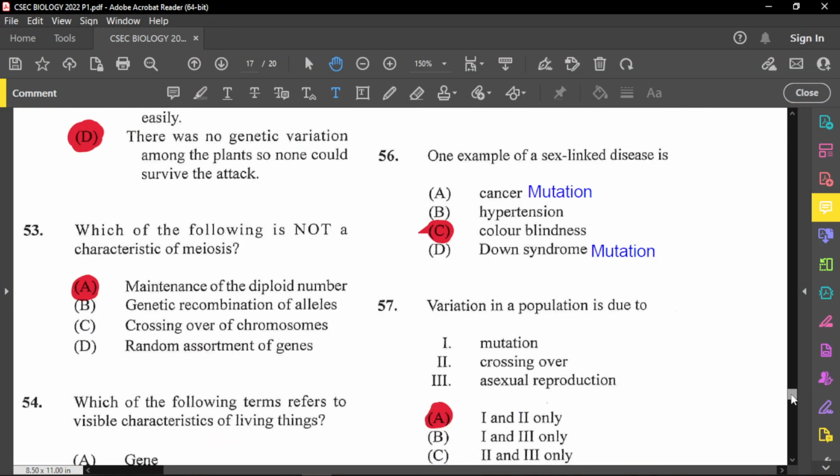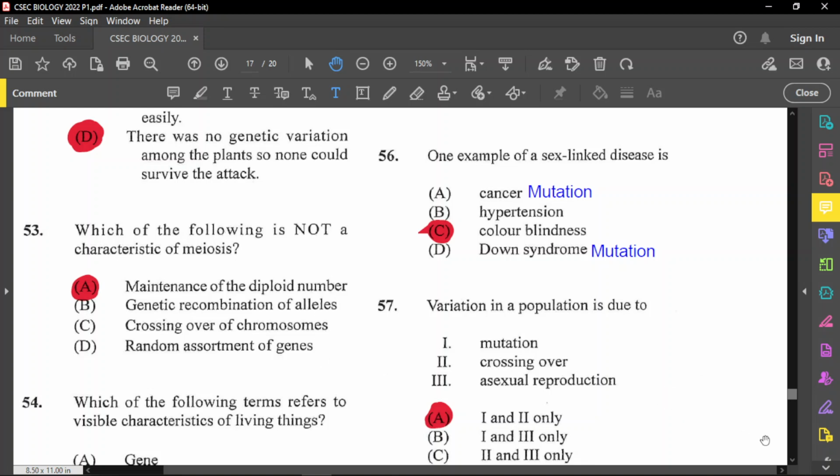All right, so 53. It reads: which of the following is not a characteristic of meiosis? Meiosis gives you half the number of chromosomes, which means haploid, half. It does not maintain the diploid number. Diploid is the full number, which means double the number of chromosomes, in terms of pairs. And so definitely A is the answer right there.